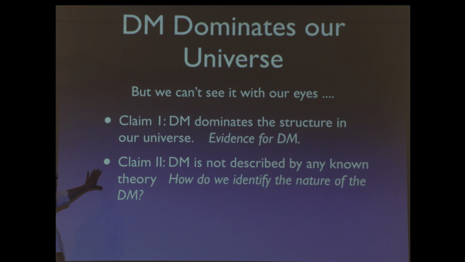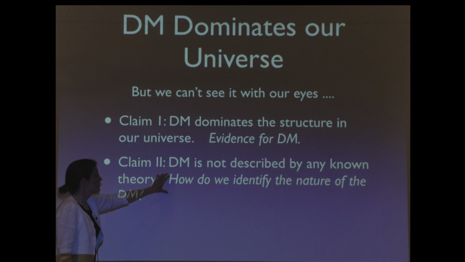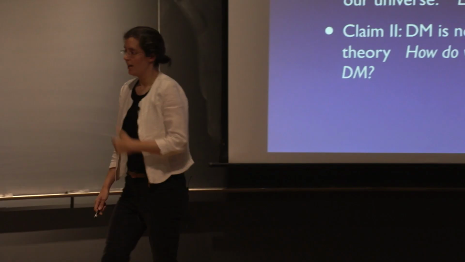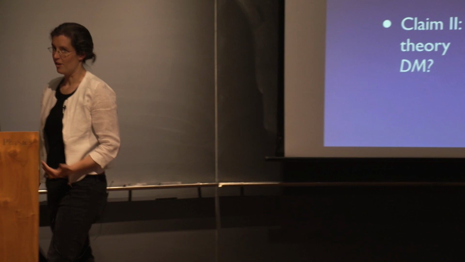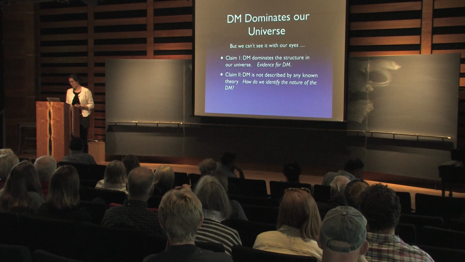So the next question, after you've accepted that dark matter exists, is how do we identify what the dark matter is? In theorist parlance, that means, how do we construct a theory of dark matter? Because ultimately, we want to get the same level of precision understanding of the dark matter that we currently have of ordinary matter. It's a very tall order, and something that we've been working on for decades now. So we're going to focus on what's going on in our universe.